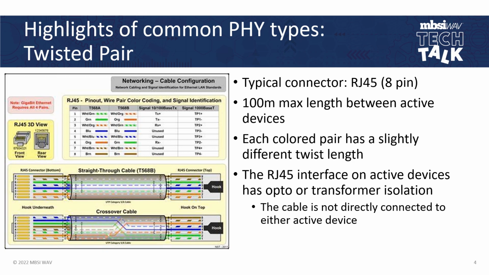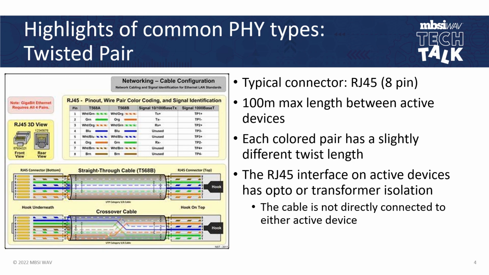The RJ45 interface on active devices is isolated from the device itself. In the case of my routers here, there is no physical connection between the interface that my cable is plugged into and the integrated circuits that are forming up the signal that's to be transmitted or received on the board. So with RJ45 Ethernet type interfaces, if that's what we want to call this, the physical layer is isolated from the device that it's connected to.